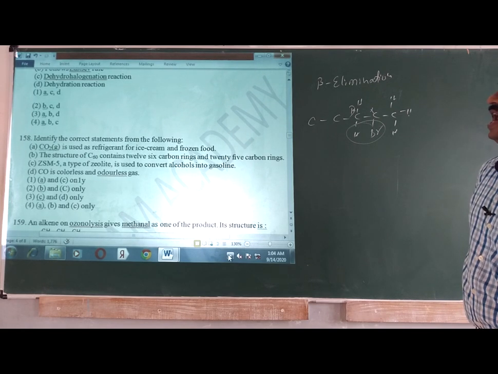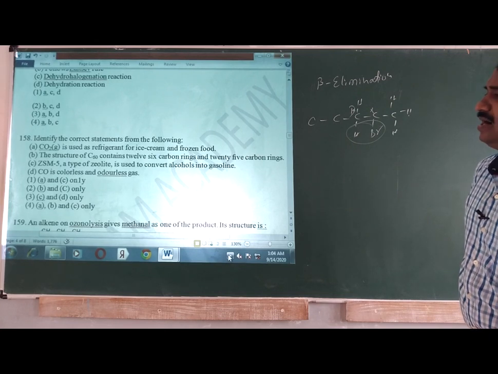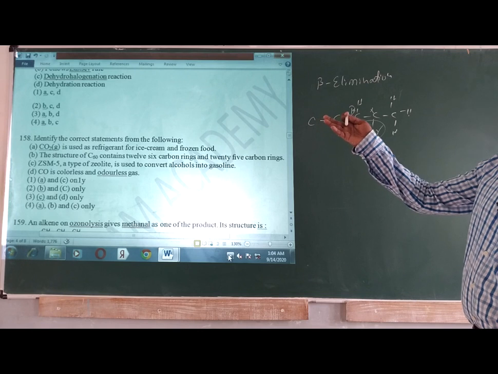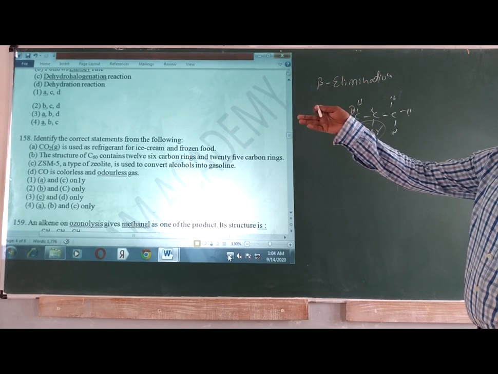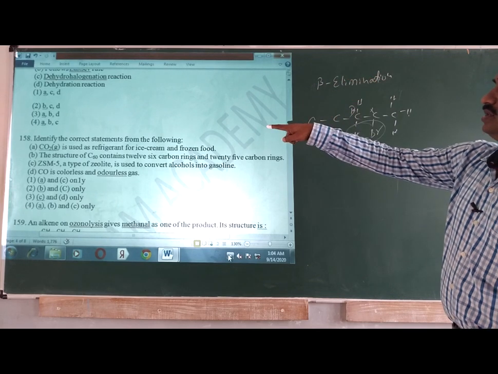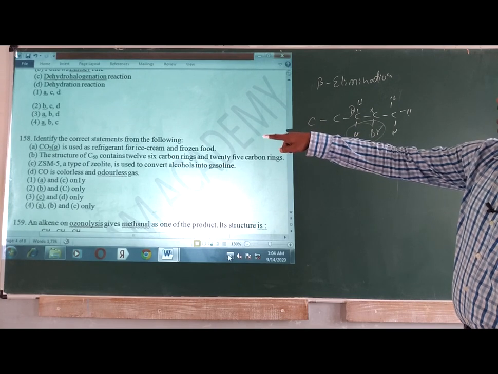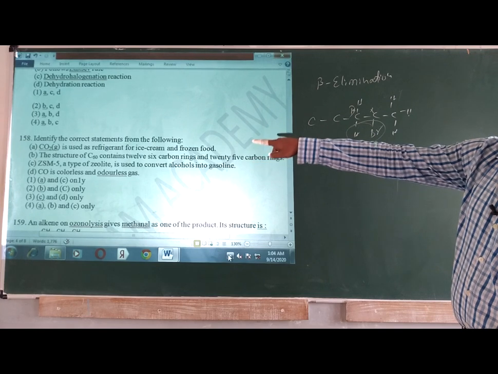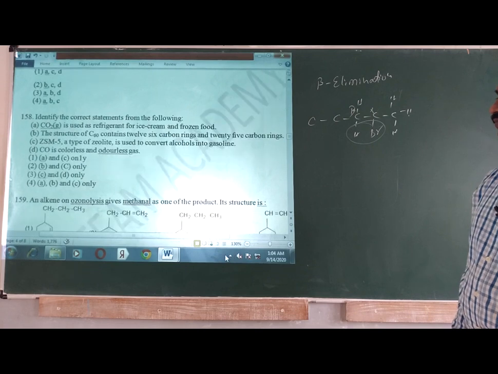Options: A and C only, B and C only, C and D only, and A, B, C only. Here carbon dioxide is used as a refrigerant for ice cream. Next, which one is correct? B is wrong, and here A and C is the correct answer. Option A and C is correct. Okay, next one.